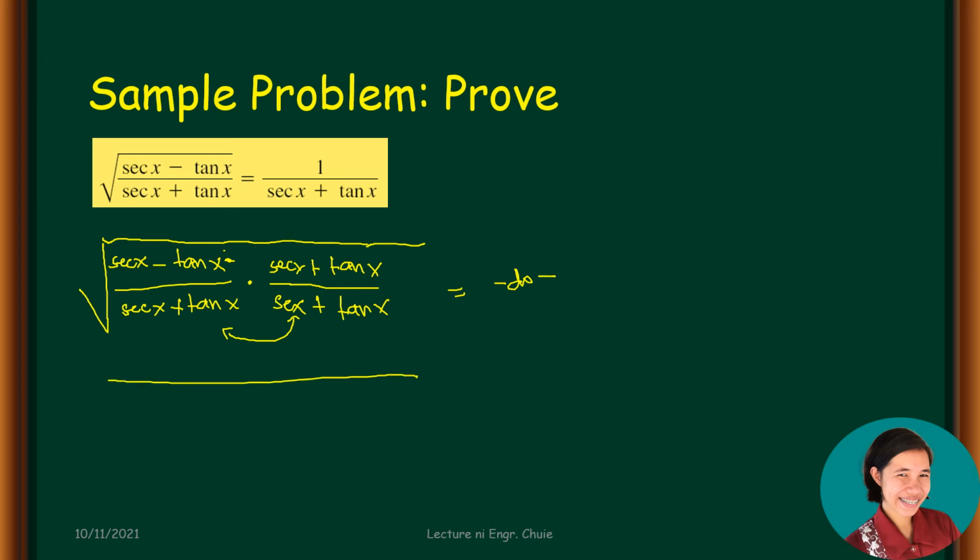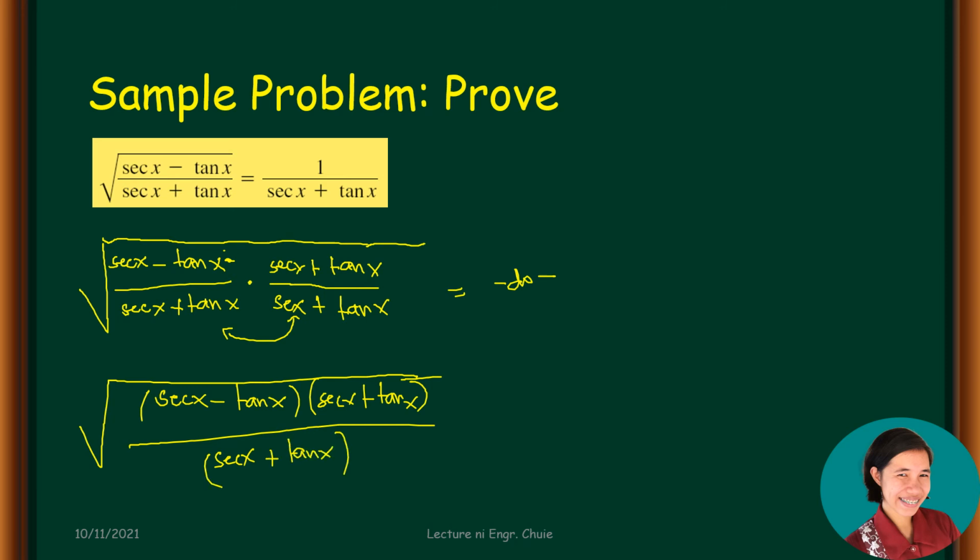So let's try. We have here to simplify this equation. We have here secant x minus tangent x multiplied by secant x plus tangent x all over yung ating secant x plus tangent x squared. So, may squared na siya. So, by simply looking at this equation, so we can simplify the numerator. So, by simplifying the numerator, we have here.